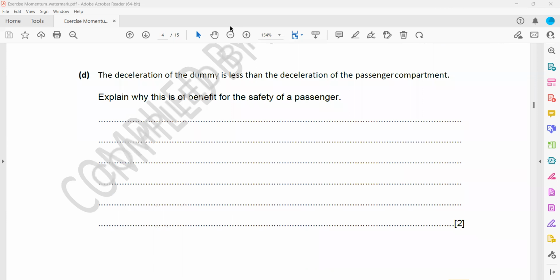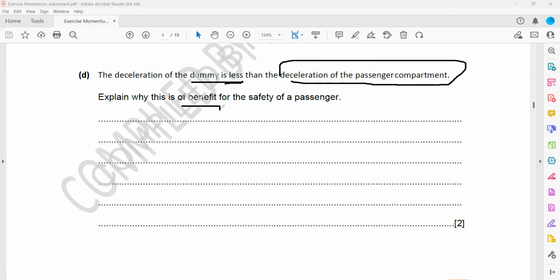And the deceleration of the dummy is less than the deceleration of the passenger compartment. Explain why this is of benefit for the safety of the passenger. It means that in case of a car crash, the passenger compartment has a different deceleration as compared to that of a dummy. What is the advantage of that? Because if deceleration is small, it will take longer time to stop.